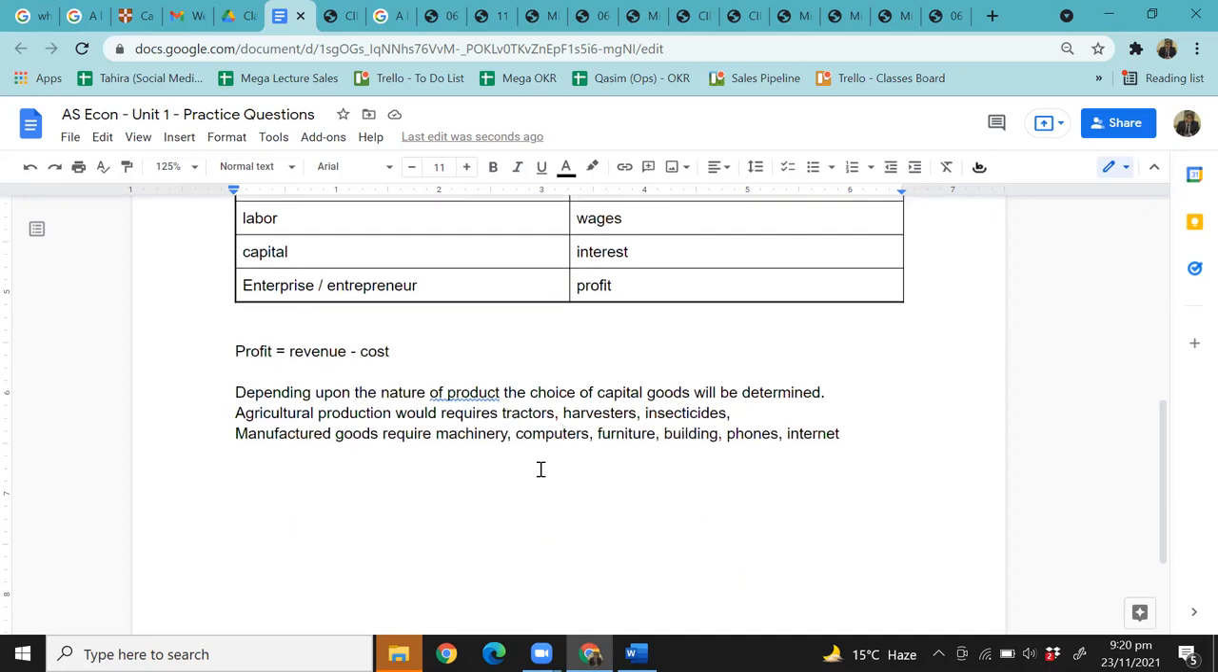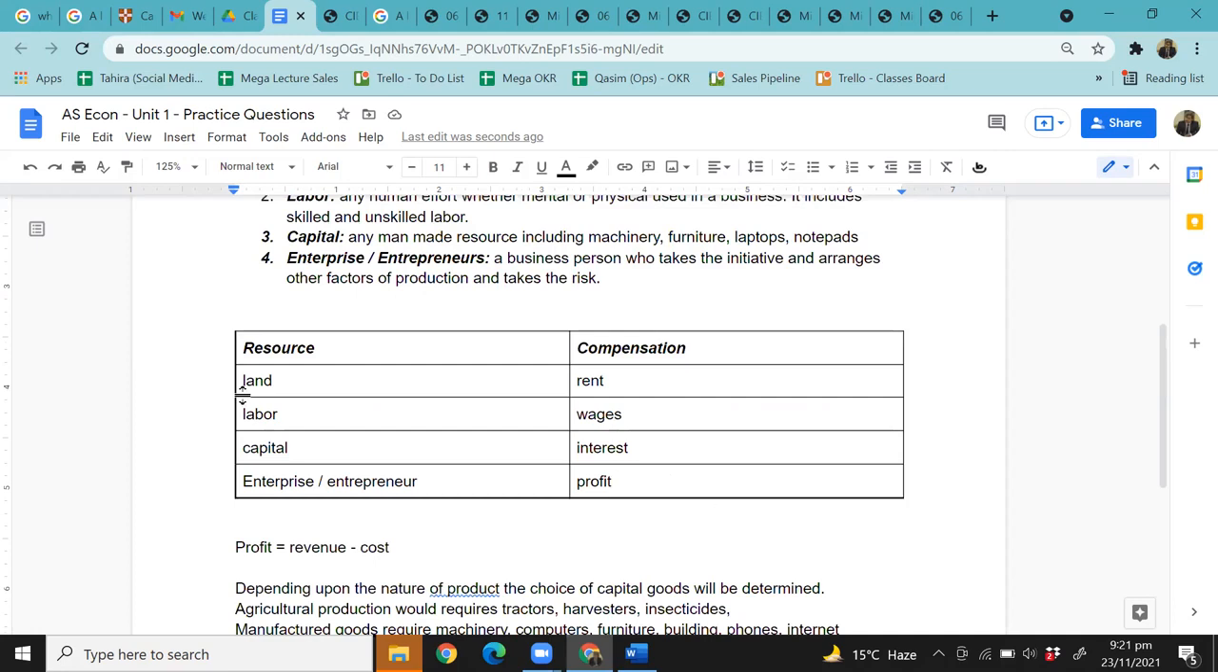Now think about this. Capital on its own is also not enough to produce anything. Do you agree with me or not? Is capital enough to produce anything? Give me one example where you can produce something only with capital. No humans, no land, no enterprise, right? So it doesn't happen like that. No matter what type of business you think about, there will be some element of land being used, some element of labor being used, some element of capital being used, and some element of an enterprise is always there because there is someone who is starting the business.